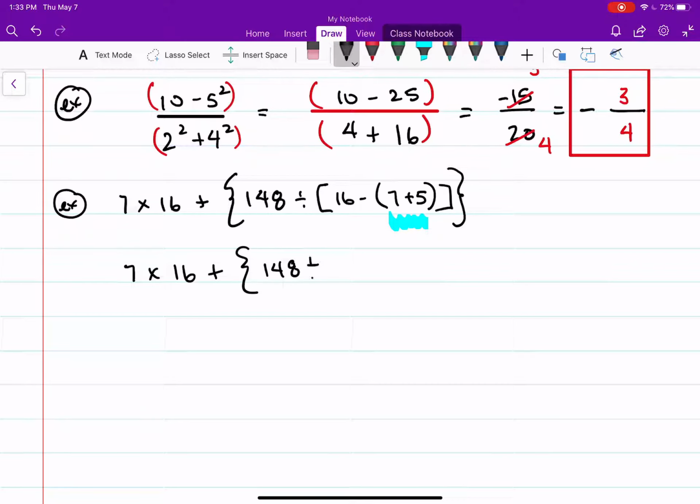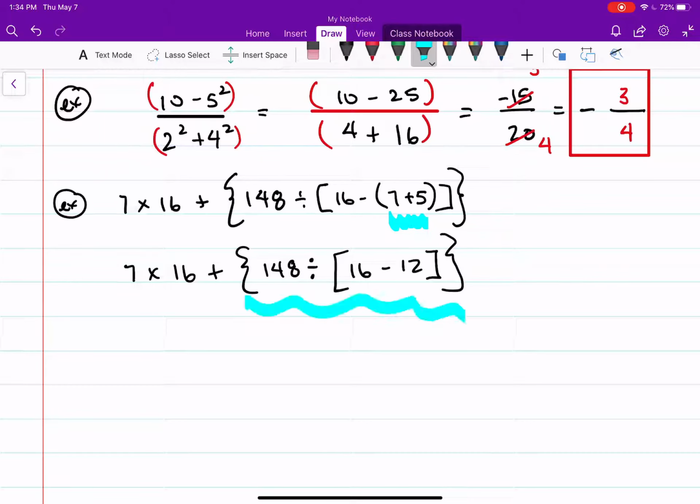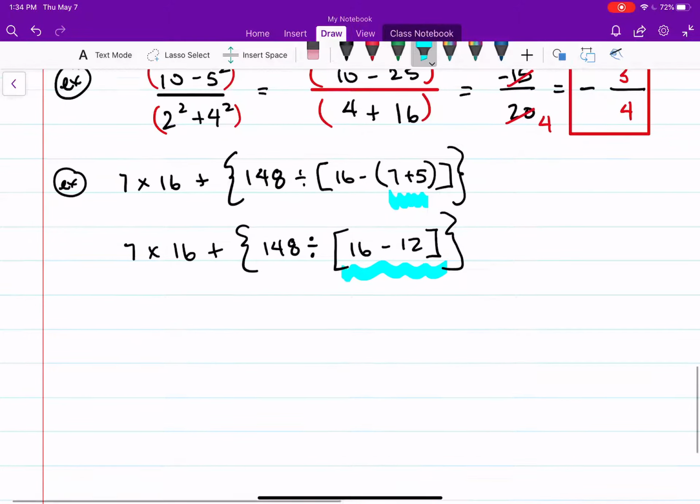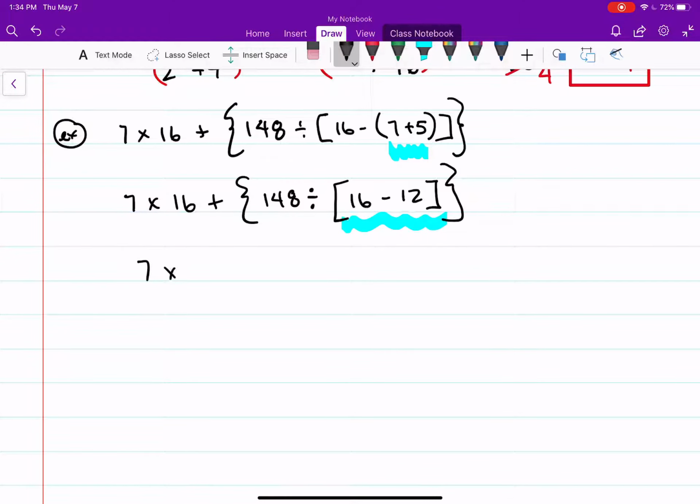So that's going to give me 7 times 16 plus 148 divided by 16 minus 12. Now, again, same thing, outer parentheses. Inside that, I'm going to have to go through the order of operations again. So that's the parentheses I have to deal with. Therefore, I have 7 times 16 plus 148 divided by 4. Okay. Let's do a better division sign here. There we go. All right.